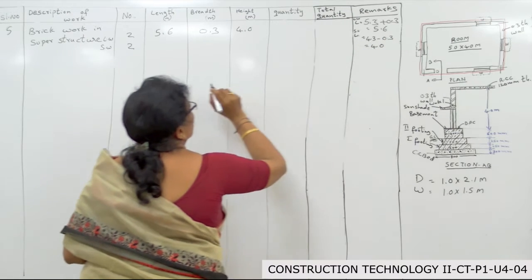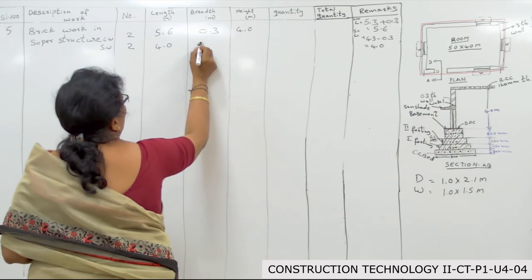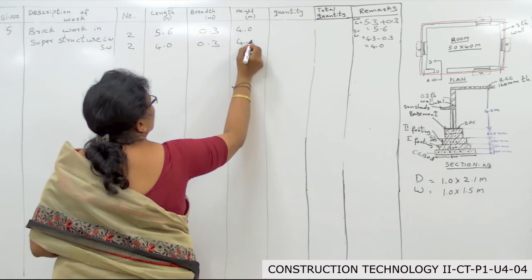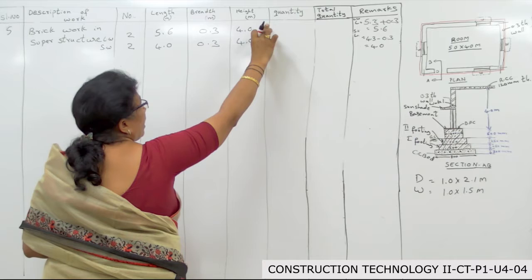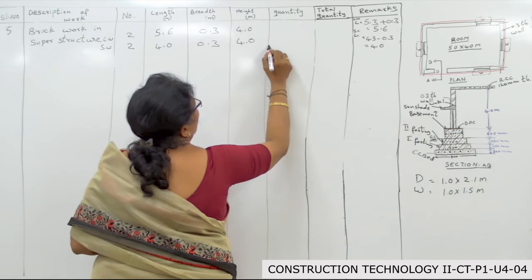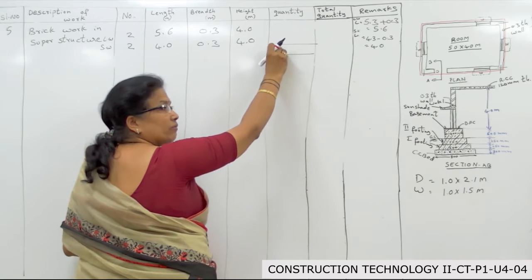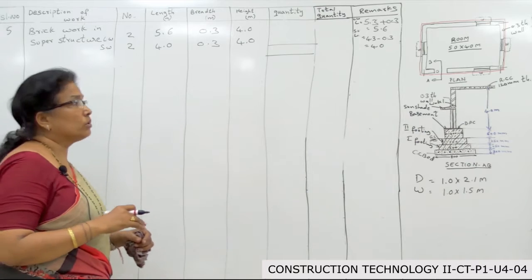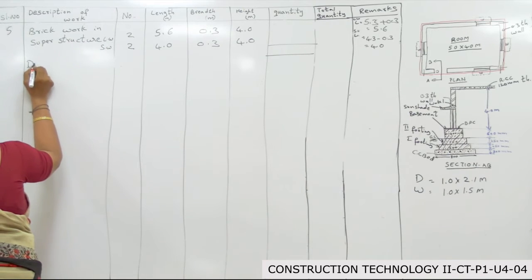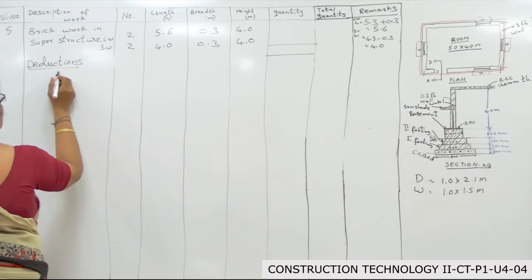Now short wall length, that is 4.3 minus 0.3, that is coming to 4.0 meters. So here short wall length is 4.0, breadth is 0.3, height is 4.0. Multiply all the things, you will get the quantity and add these 2 quantities, and you have to write here, not here, because whatever value we get from here, from that value we have to deduct doors and windows.